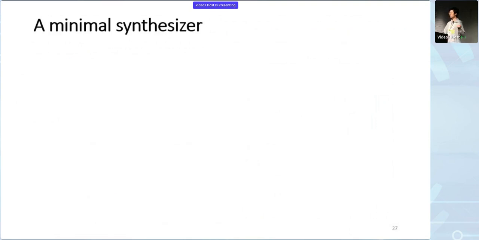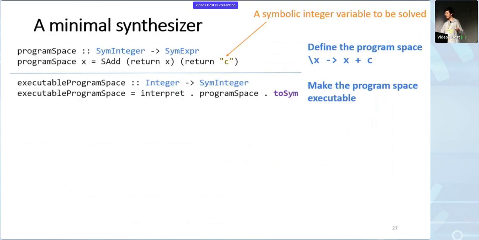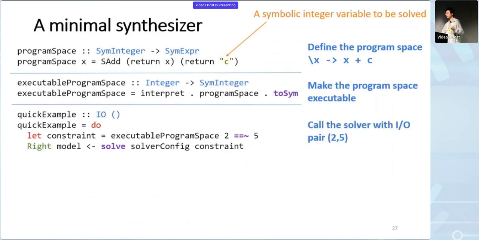Then we can define the program space and do synthesis. The definition of the program space is also like the definition for a regular program. And note that UnionM is a monad, and we can use a return operator to wrap a single value in it. And we can then make this program executable by composing it with the interpreter. And we then run the program space on our input and construct the constraint that the result is 5.